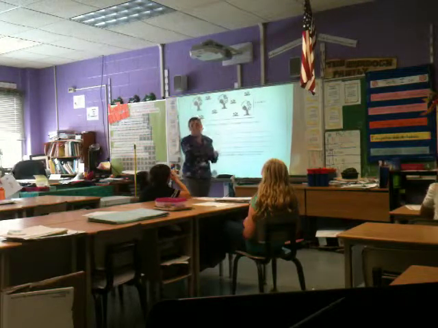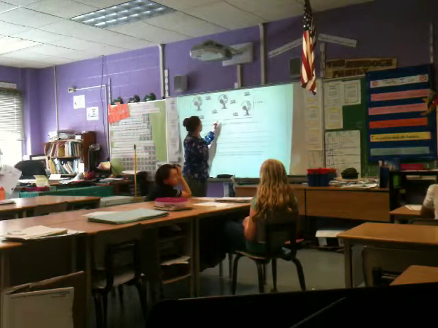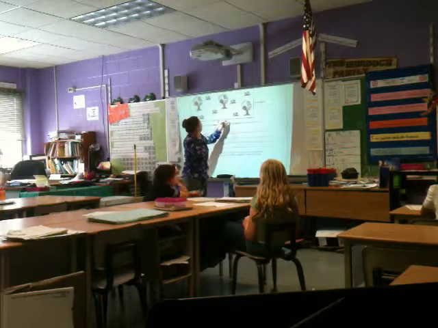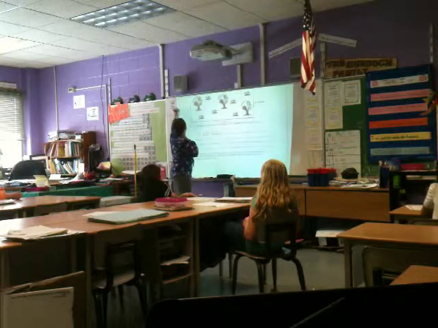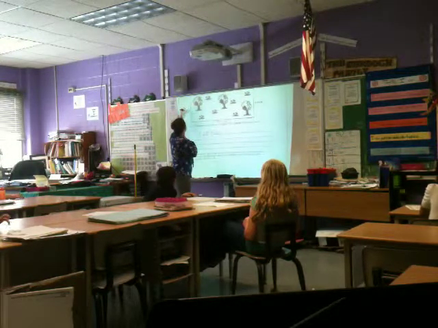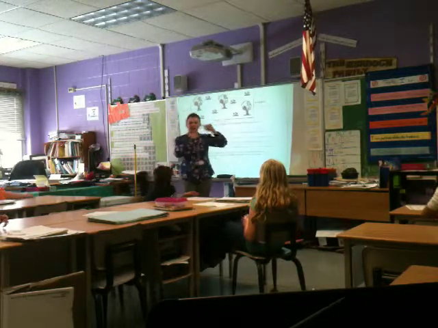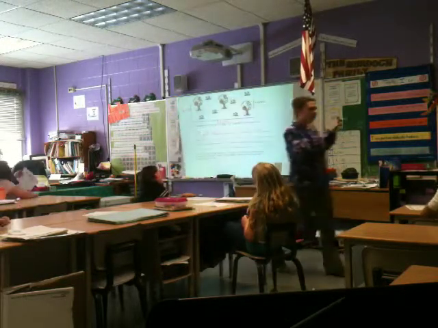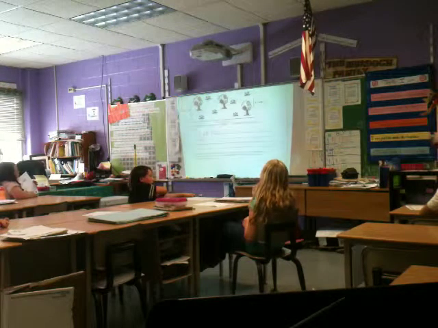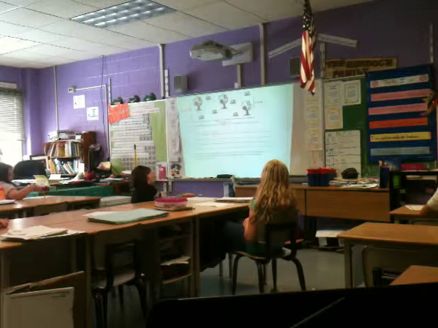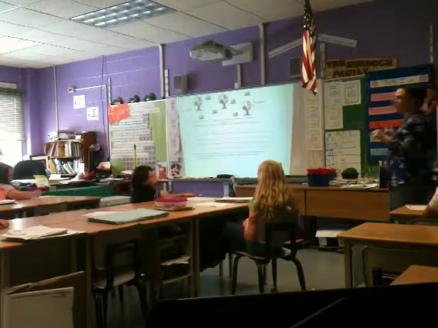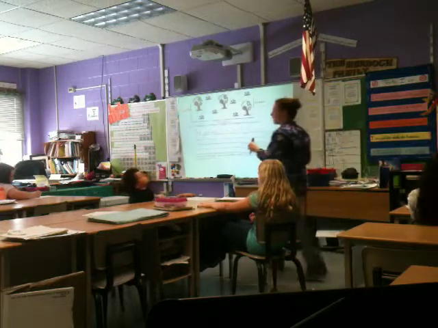We also need to find the area. We had this labeled before. This is 9 meters. Over here is 4 meters. How do we find the area? We added to find the perimeter. We added up all the sides. So what do we do to find the area?